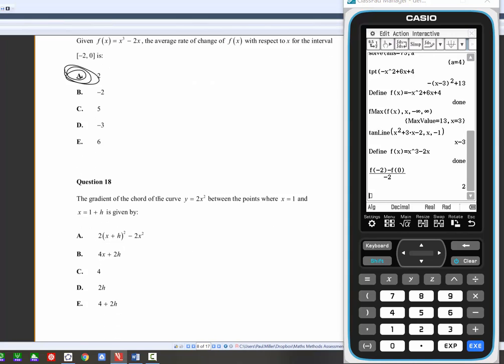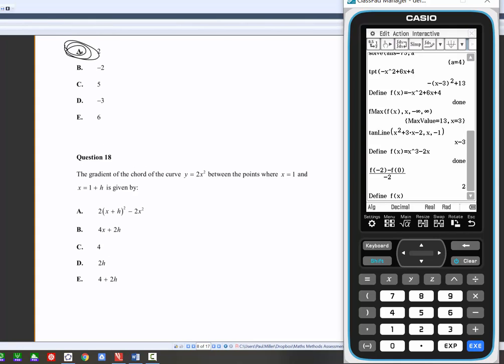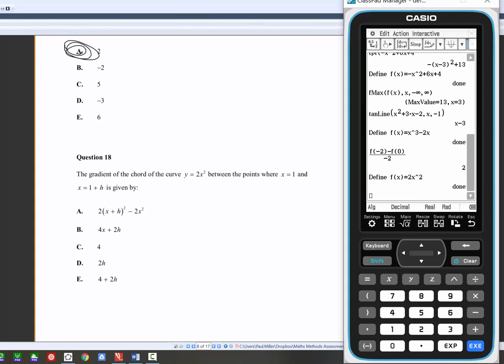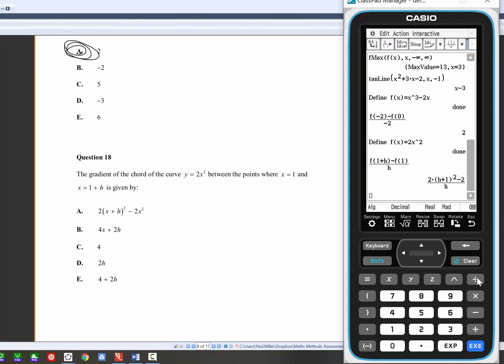Okay, gradient of the chord, probably pretty quick by hand, but I'm prone to making some mistakes, so let's just bang this one out on the calculator as well. So gradient of the chord is given by simply the gradient formula. So I'm going to do f of 1 plus h, take away f of 1, all over 1 plus h take 1 is just h. There it is there.